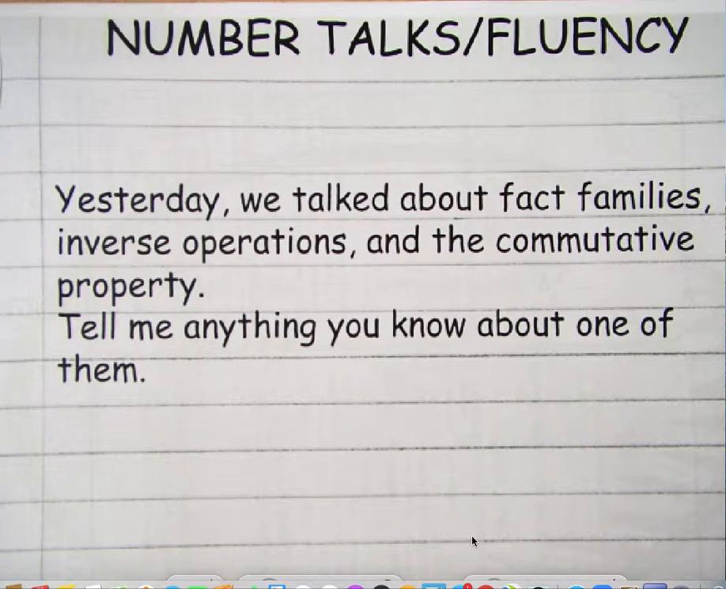And we talked specifically yesterday about the commutative property. The commutative property says if 3 plus 4 equals 7, then 4 plus 3 is also equal to 7. So it says, multiplication and addition, it doesn't matter which order you add or multiply the numbers, you will get the same result.